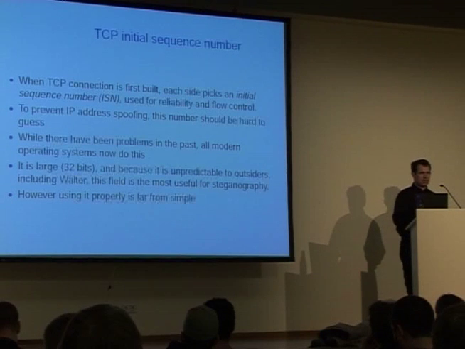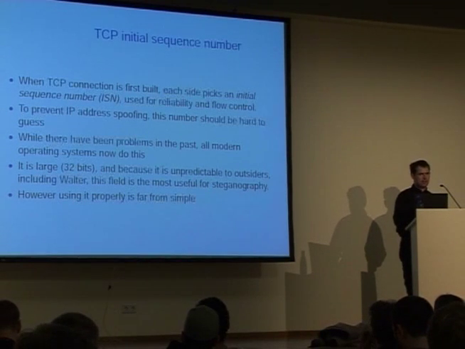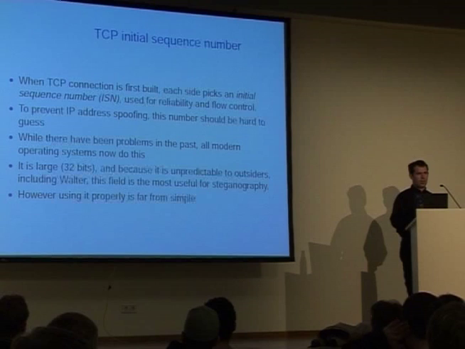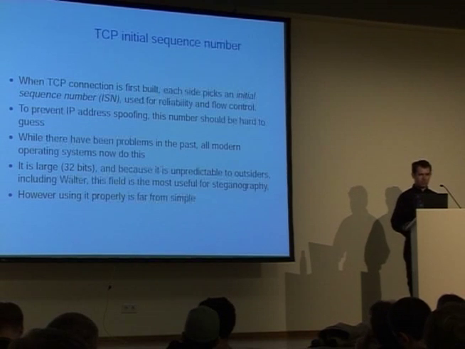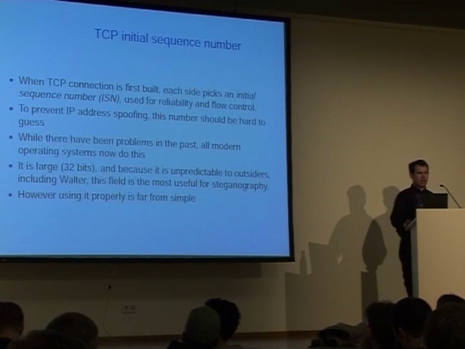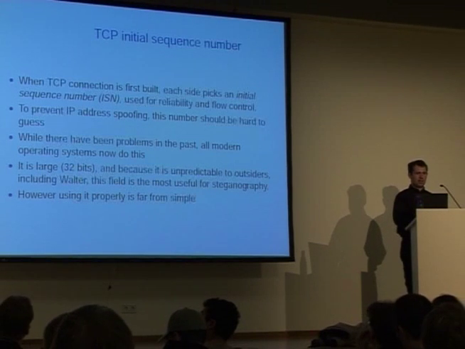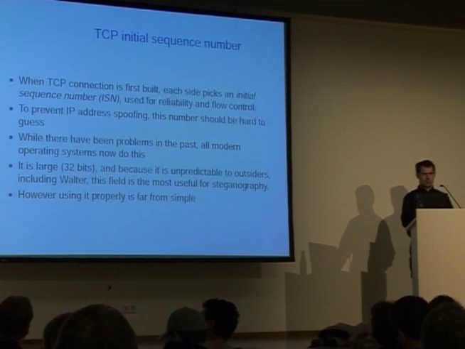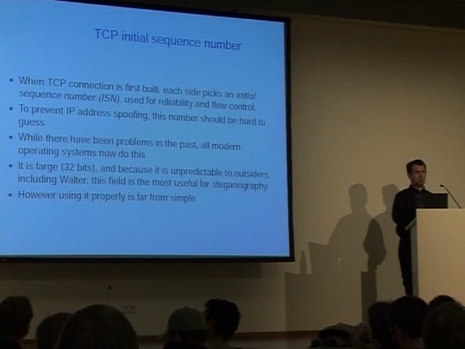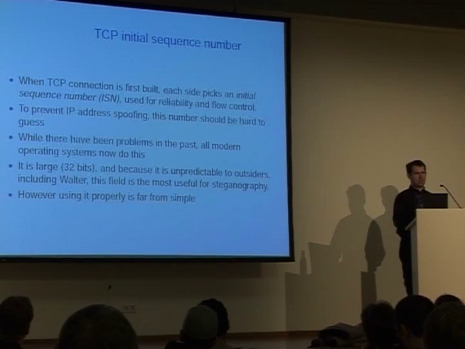So the one I'm going to emphasize for the rest of the talk is the TCP initial sequence number. When you first make a TCP connection, both sides pick a number. Assume it's random for now, and that's called the initial sequence number. Thereafter, every packet in this connection contains that initial sequence number plus the number of bytes transferred so far. This allows, firstly, reliability. If you see a jump that's unexpected, then that means a packet's been lost and you can request it be transmitted.